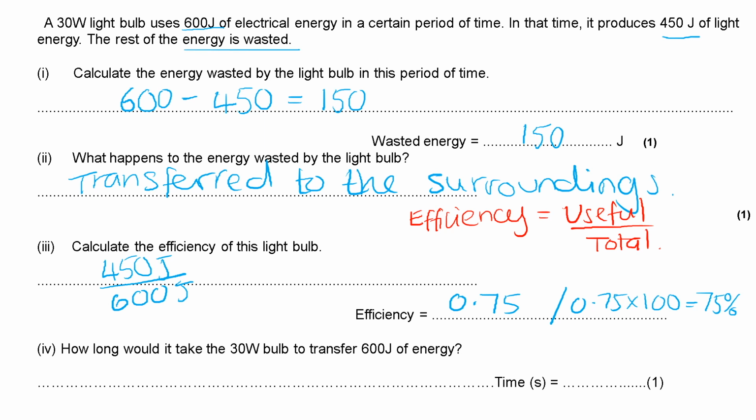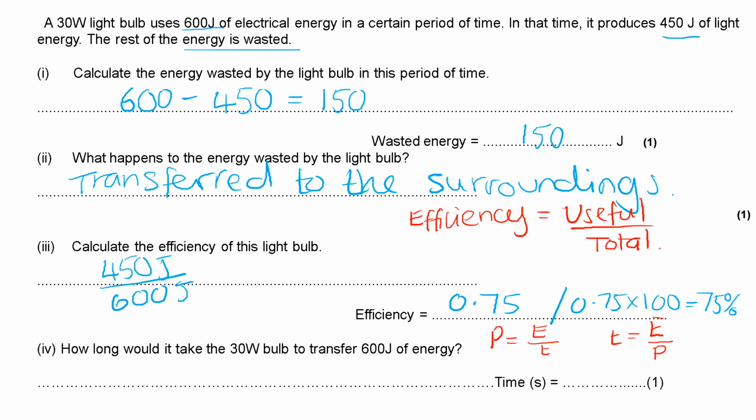Now, for this last question, how long would it take the 30-watt bulb to transfer 600 joules of energy? So how long would it take? Here we're going to use our equation where power equals the energy transferred divided by time taken. If we rearrange this equation, we have time taken equals energy transferred divided by power.